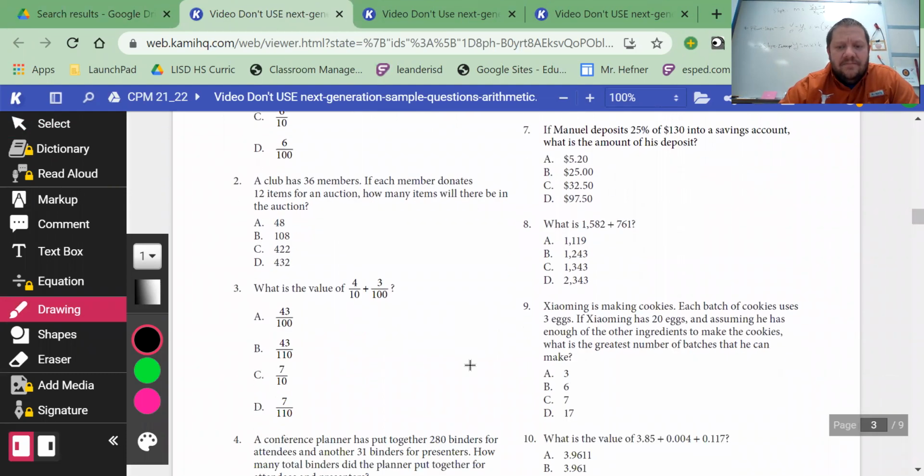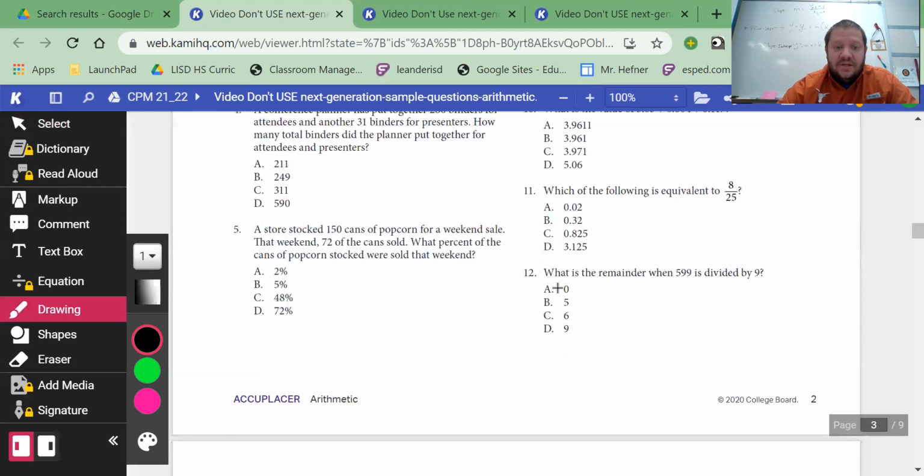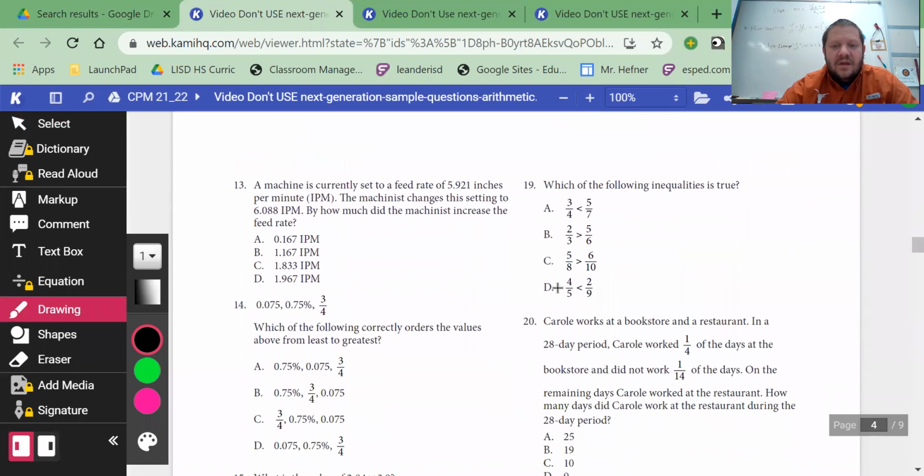A lot of this would just be adding and subtracting different numbers. Like number 4: a conference planner has put together 280 binders for attendees and another 31 binders for presenters. How many total binders did they put together? You're just adding those two numbers together, 280 plus 31. Very likely you'd get a calculator on this section, but it would be just the four-function. You wouldn't get a graphing calculator for any reason.